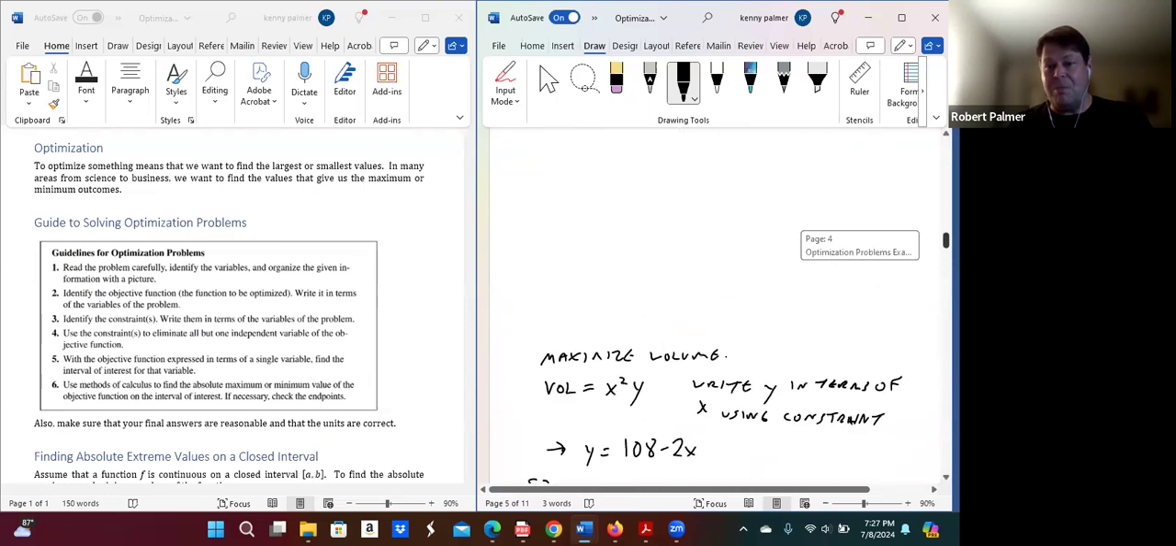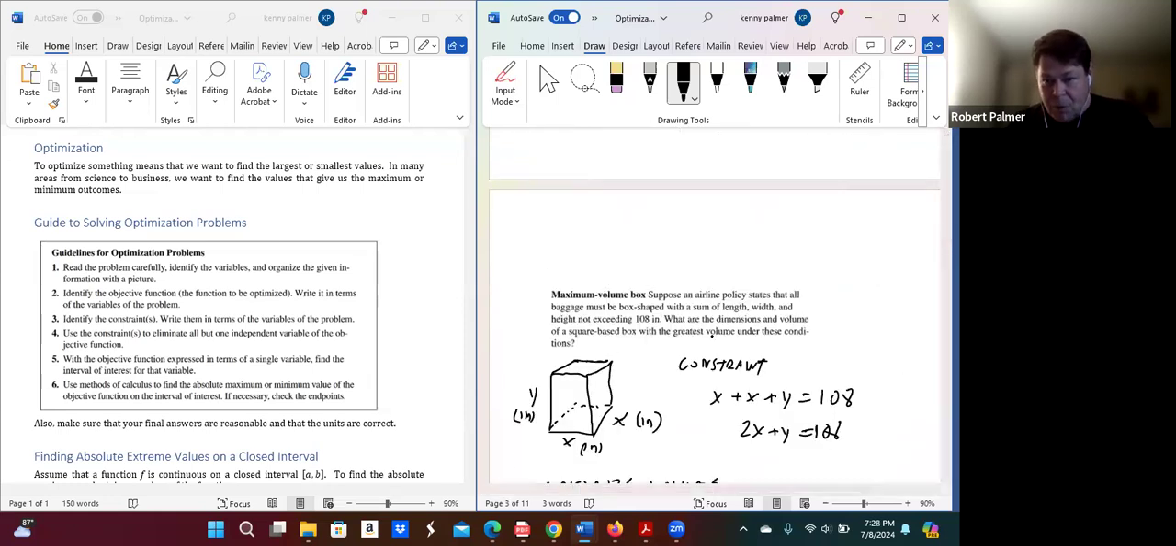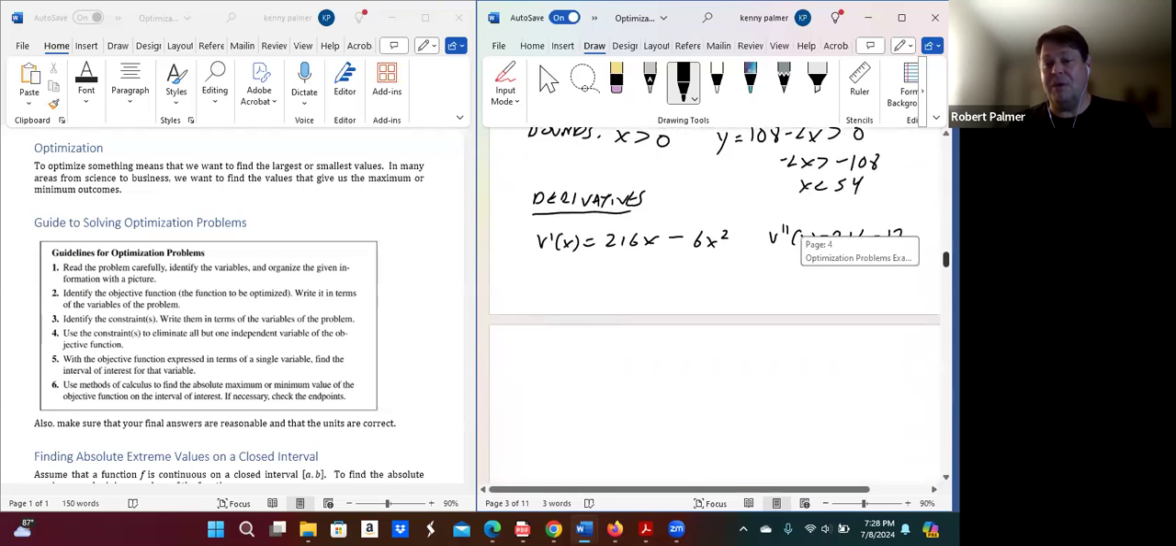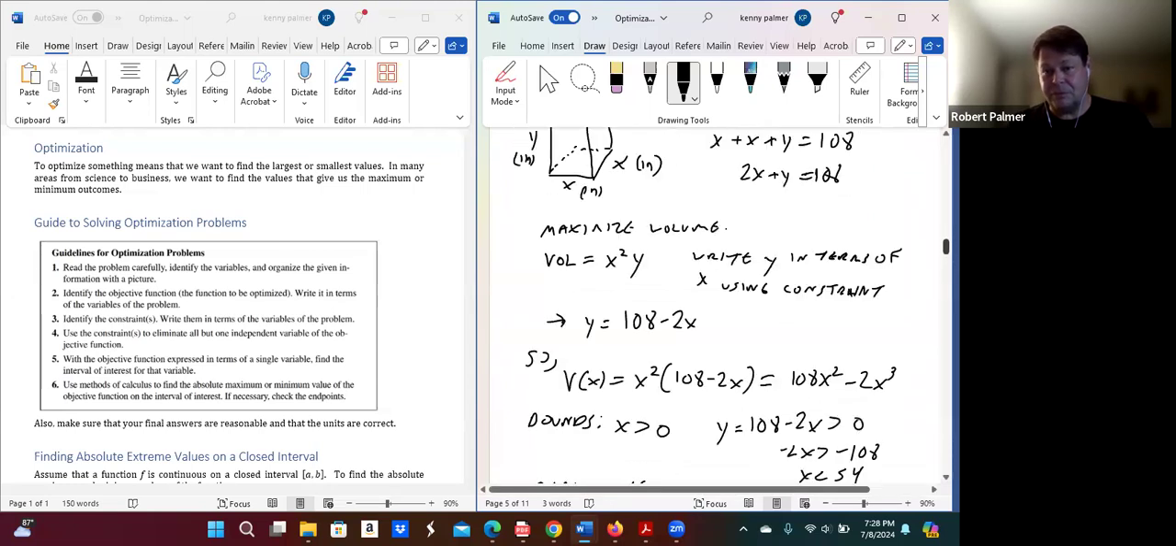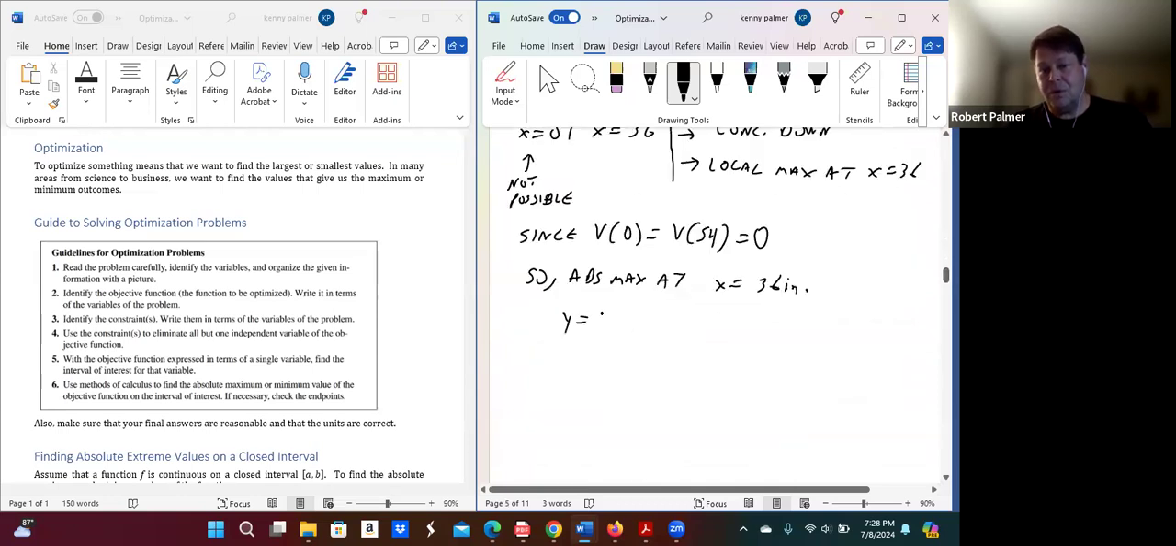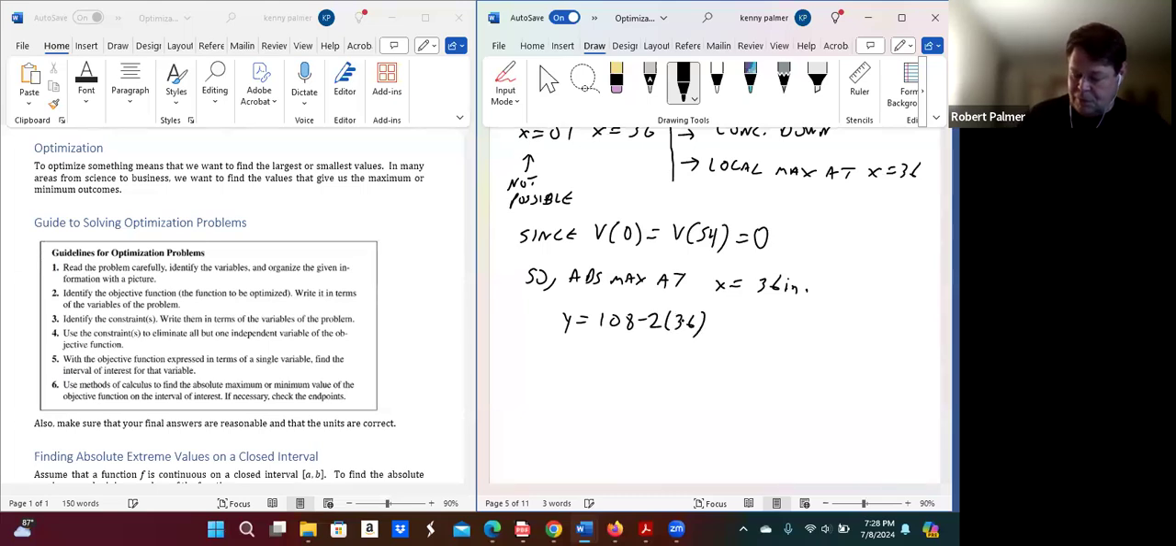All right. Now let's look back at our problem. Make sure you understand what it was defined to solve. What are the dimensions and the volume of this square? So we want to find not only the volume, but also the dimensions. So that's x. Y, then let's plug that in. 108 minus 2x, so 108 minus 2 times 36, and that turns out to also be 36 inches. Interesting.